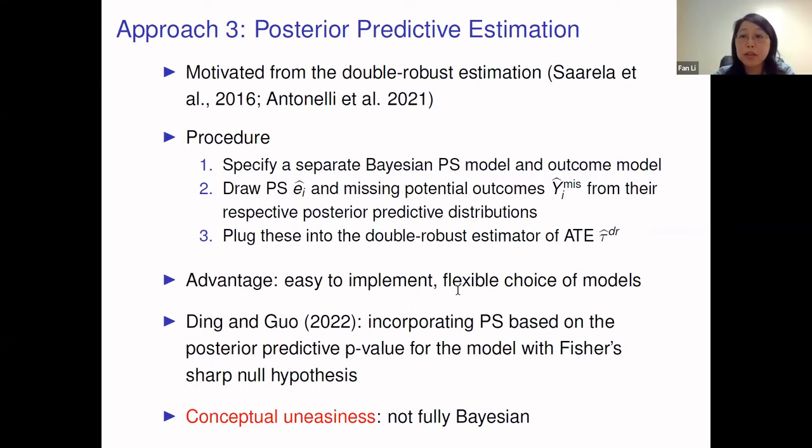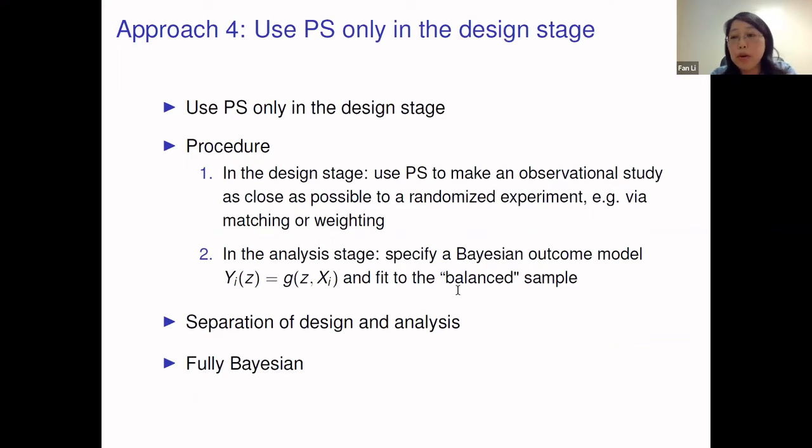This is really a two-stage approach. By fully Bayesian, I basically mean that you have a coherent Bayesian model for the outcome, and then you draw the causal estimate. You have a prior, and then draw the posterior of the causal parameter from that model. This approach is not fully Bayesian. So the last approach, you can see that this is already a different approach.